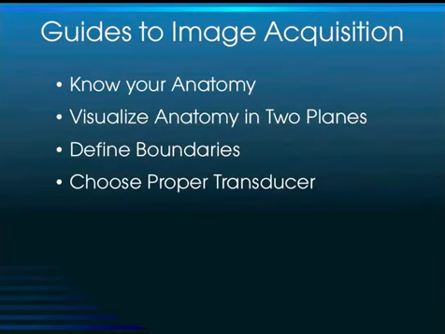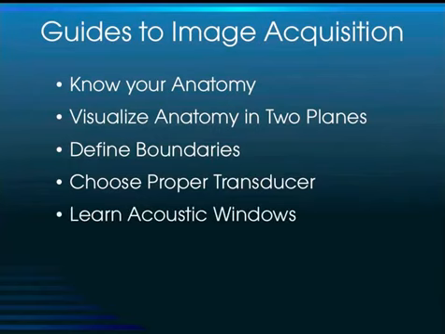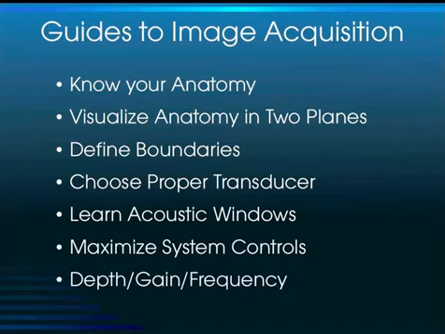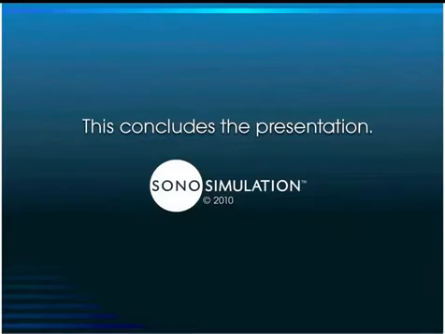You need to choose the proper transducer, and that's based on both the transducer shape or its footprint as well as its frequency bandwidth, knowing that higher frequencies are good for more superficial structures because we could take advantage of that high frequency resolution principle. And learning where to put the transducer on the body surface, the acoustic windows. That's something that you're going to perfect as you go through and learn each module of ultrasound. And don't forget to maximize your system controls. And those controls are the depth, the gain, and the frequency. This concludes the presentation.